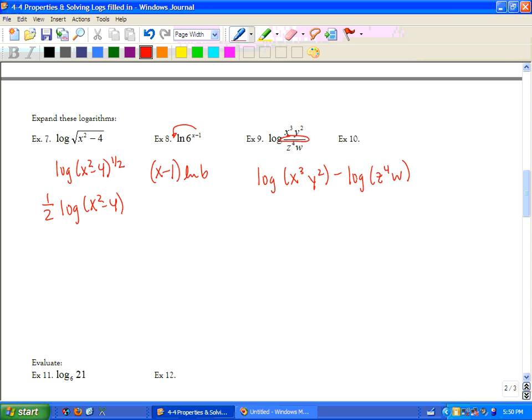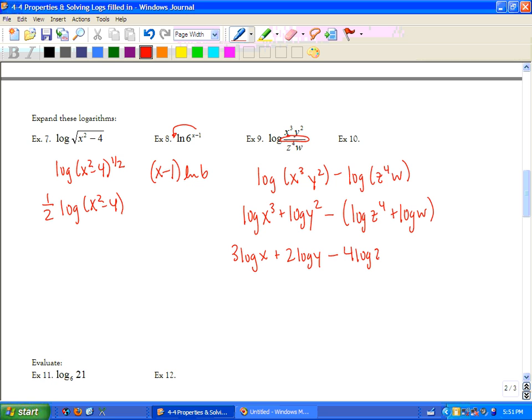And then each of these things are being multiplied. So we can change that into addition. So log of x cubed plus log of y squared, and minus, and you might want to put these in parentheses, log of z to the 4th plus log of w. And then last but not least, we'll kick those powers out in front. So 3 log x plus 2 log y minus 4 log z minus log of w if we remove all of those parentheses.